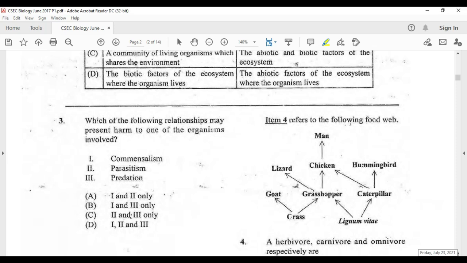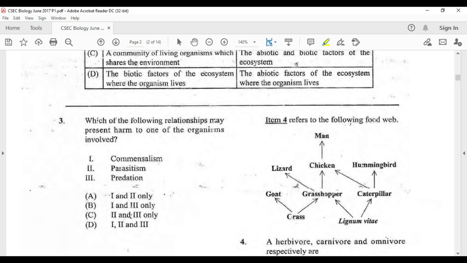Question number three, which of the following organisms may present harm to one of the organisms involved? I tell you, the arrangement of a paper is somewhat consistent. We're thinking about harm here. If it's a commensal relationship, one benefits and the other is neither harmed nor benefited. When we look at parasitism, this is a relationship between organisms where the organism must be alive in the interaction, and one of the organisms benefits while the other is hurt. Now the other, predation, is the predator-prey relationship, where one organism hunts and feeds on the other.